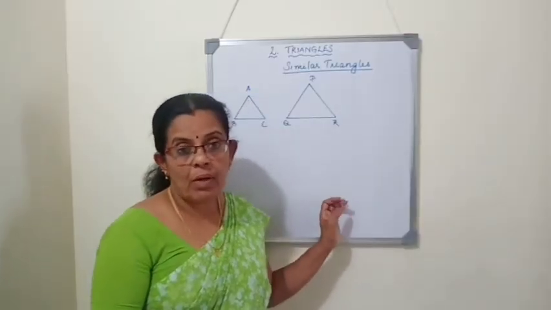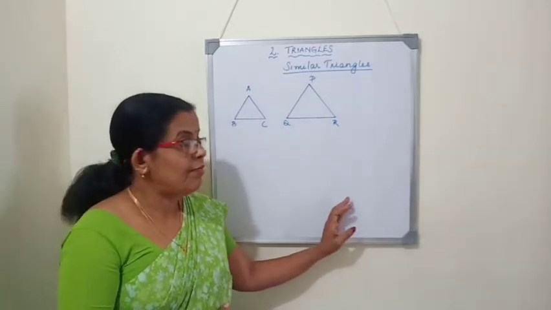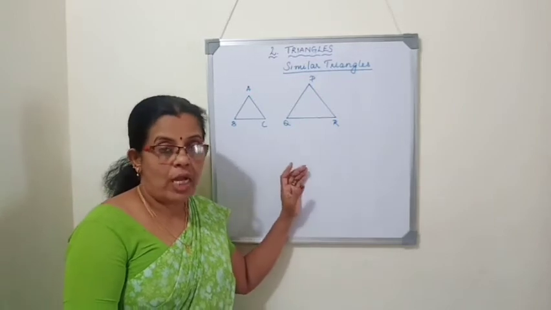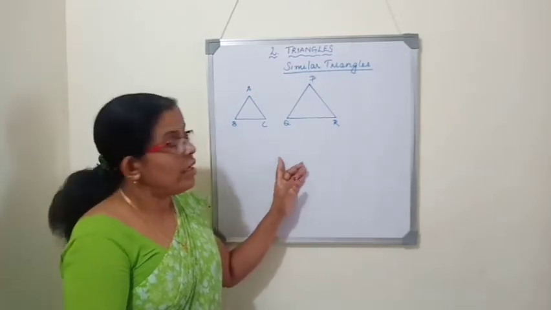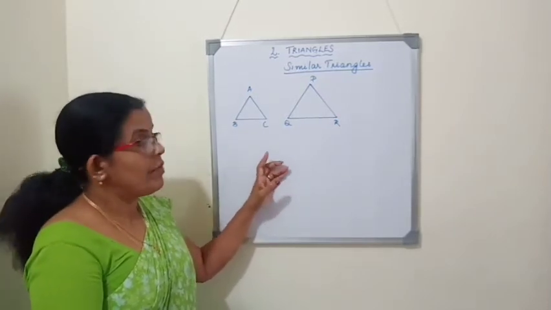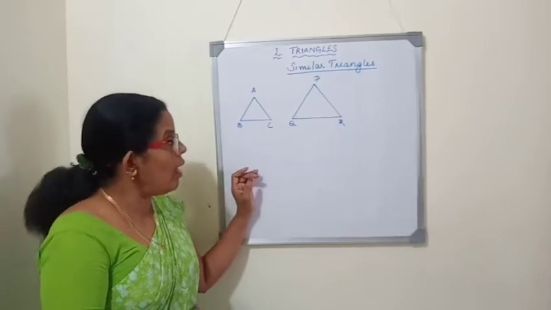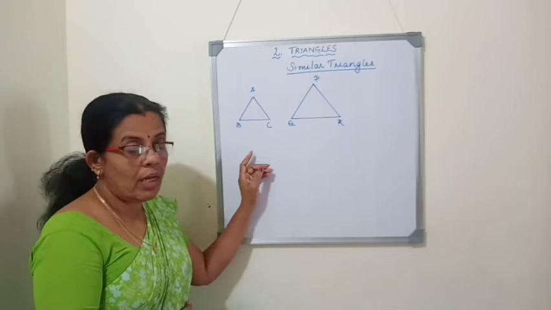So, in the first part, we learned that two figures are said to be similar if they have the same shape but not necessarily the same size. And two polygons with the same number of sides are said to be similar if their corresponding angles are equal and their sides are proportional, or the ratio of the sides is equal.